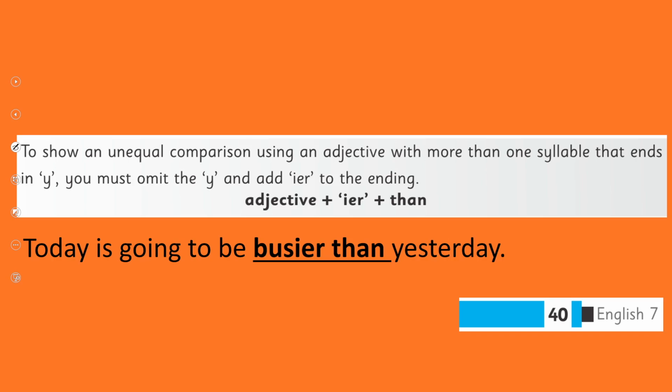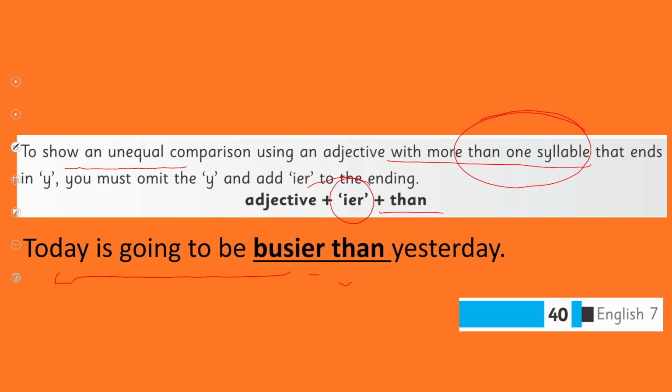So, when we are showing an unequal comparison using an adjective with more than one syllable, in the previous one we talked about one syllable. Here, if the word is divided into different syllables, that's when we will be adding IER with the adjective followed by THAN. For example, today is going to be busier than yesterday.